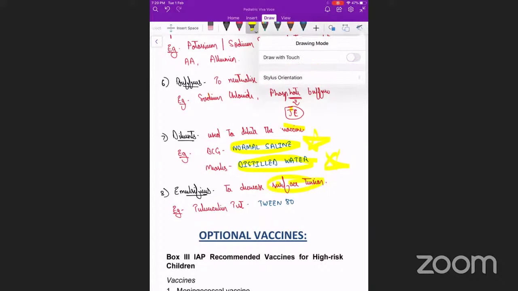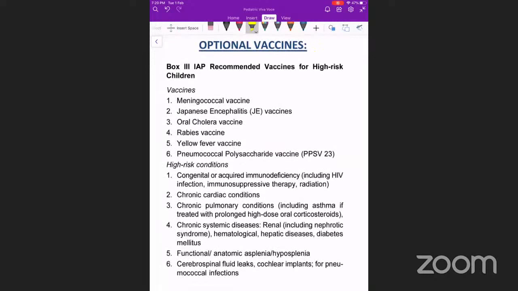Now, the next question they might ask is, you have a child with nephrotic syndrome, okay? That is quite a common scenario. Or you have a child with an immunocompromised state. So in any of the immunocompromised states, what are the additional vaccines that you will ask them to give? Though they are costly, we can understand. But if you are allowed to give advice, what are the additional vaccines that you are supposed to give?